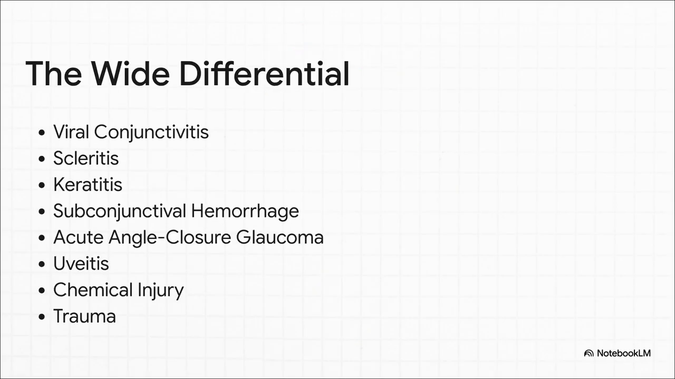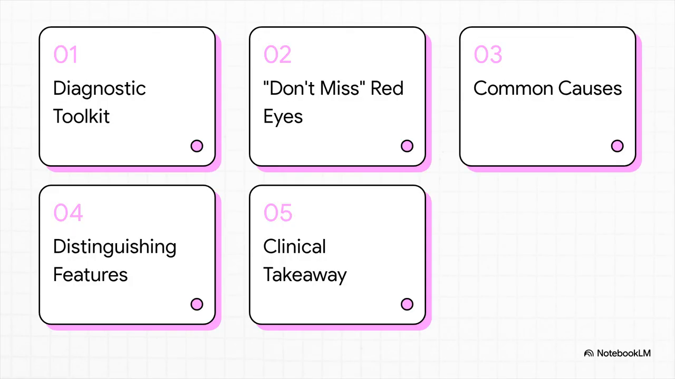The challenge is, well, the list of potential causes is huge. I mean, it runs the gamut from something totally harmless like a broken blood vessel, all the way to these vision-threatening infections and serious inflammatory problems. That's exactly why you can't just wing it. You need a system. So here's our game plan.